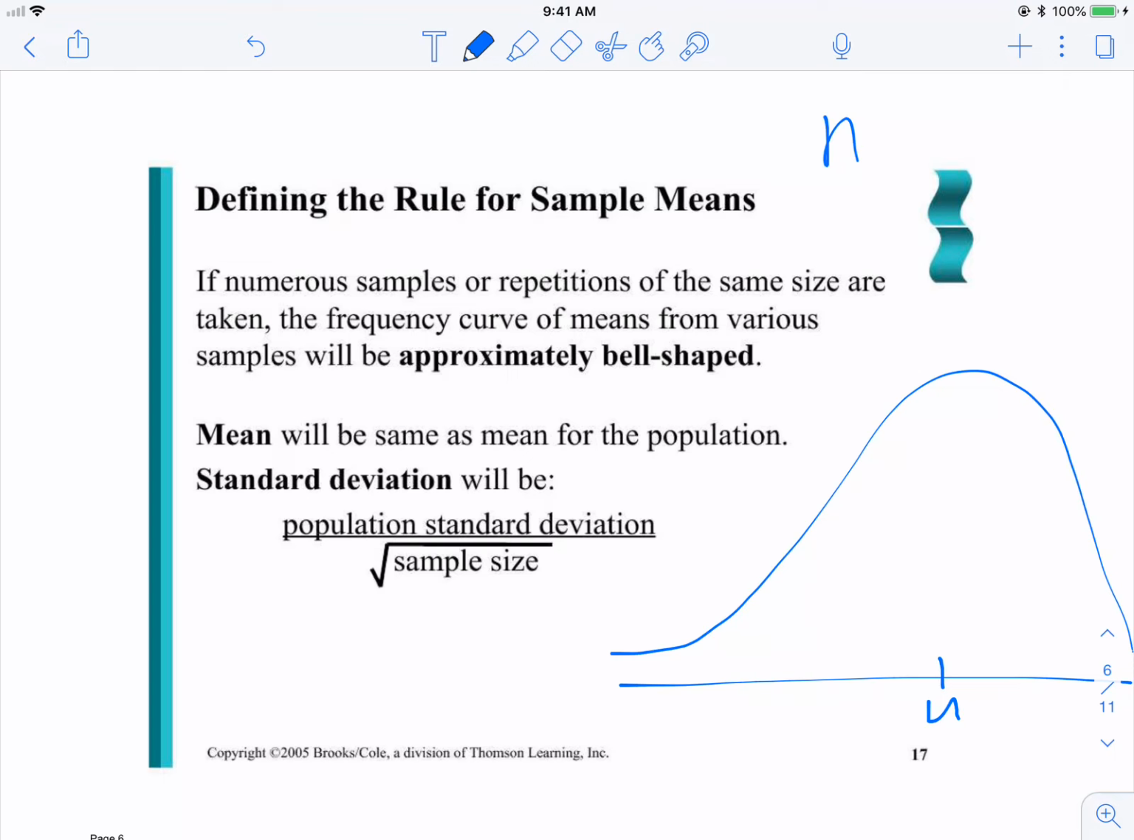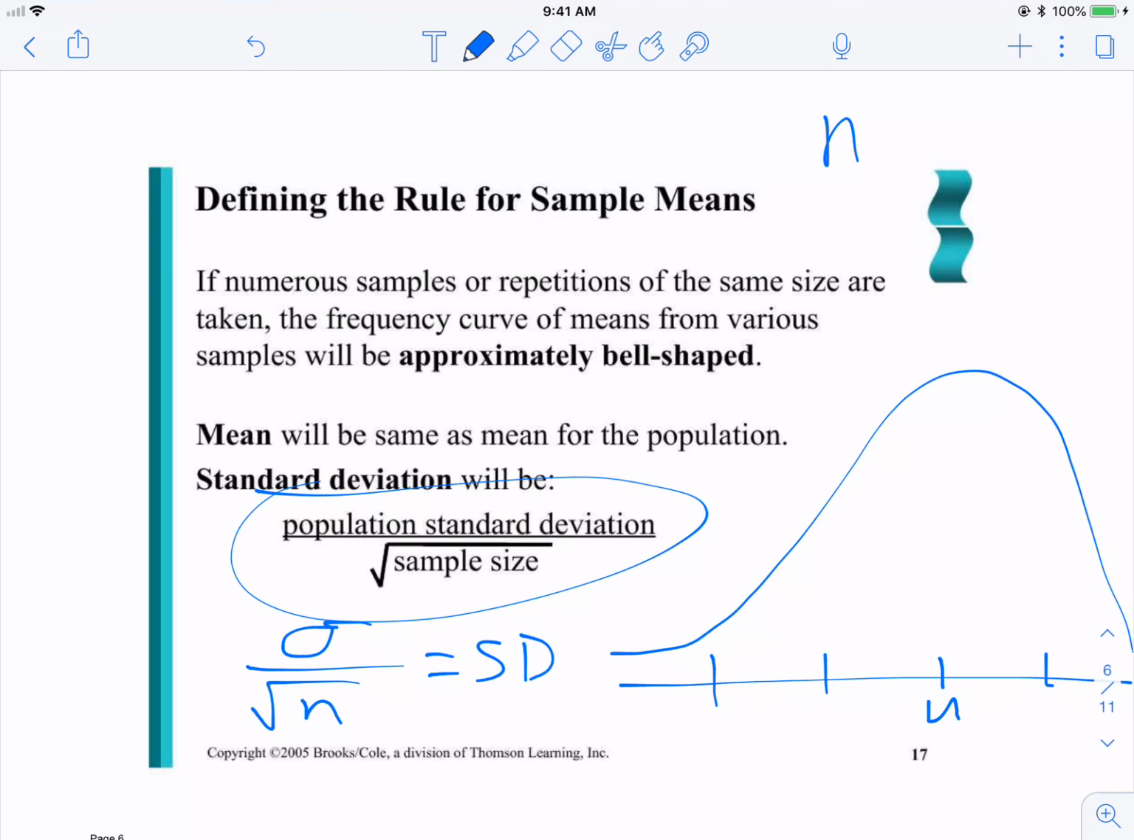The standard deviation for this is found with this equation right here. So we take the population standard deviation, which was sigma, and divide that by the square root of the sample size n. So this is the standard deviation for this distribution right here. Remember that the standard deviation is this step size. So that's what allows us to get from the mean out to each step incrementally.